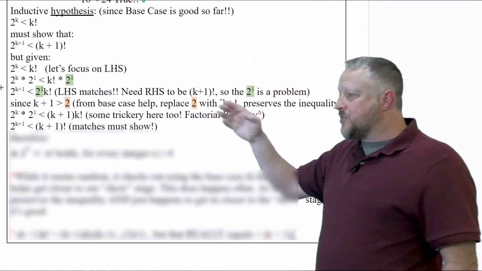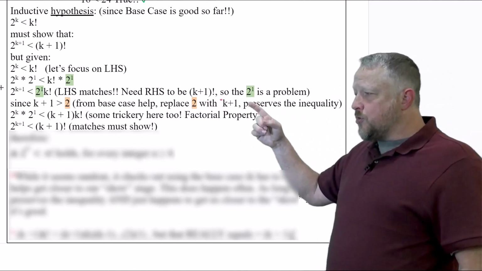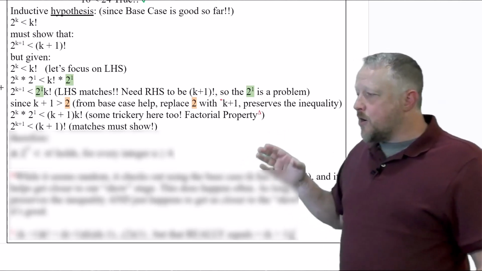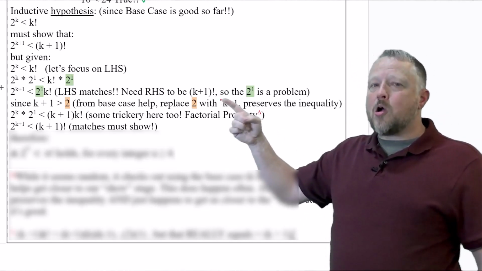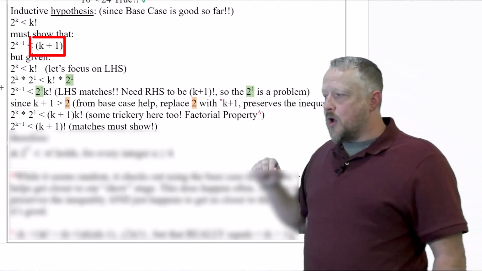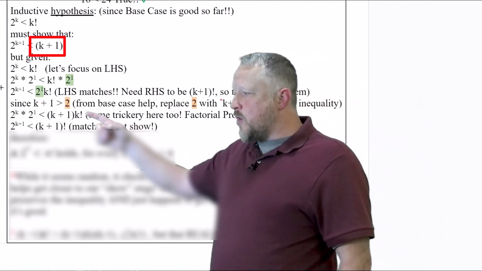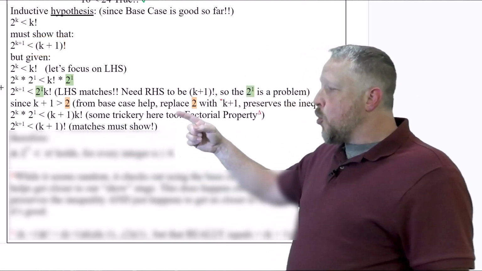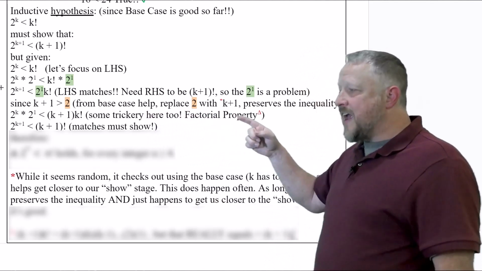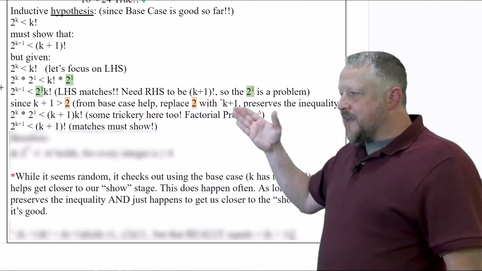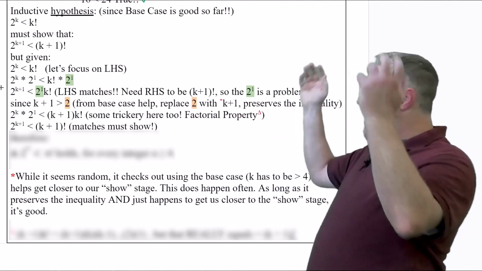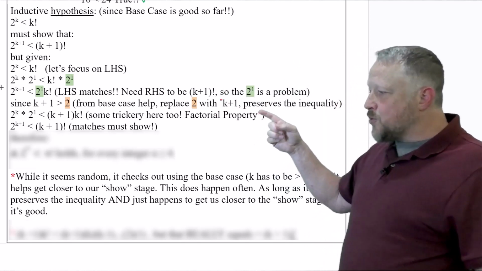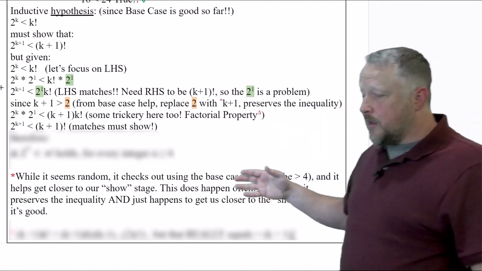We need the right-hand side to be k plus 1. So that 2 to the 1 is a problem. So we're going to have to work with that in order to get our k plus 1. Now, remember, I have a target here that I'm looking for, which is a k plus 1. So since k plus 1 is greater than 2, and that's our base case help that we just did, we can replace that 2 with k plus 1. Now notice that k plus 1 did not come from the atoms. We needed the k plus 1 in order to do this. So that's what's going to preserve our inequality, and it's going to make our lives a little bit easier here.